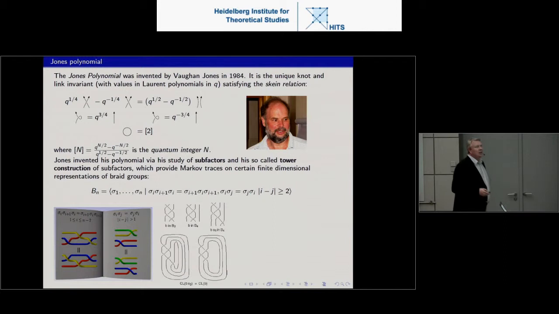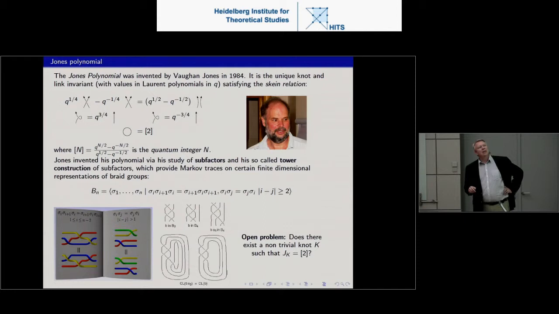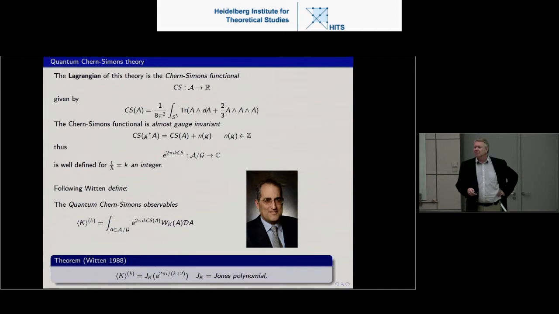Actually, there is still an open question about this. Does there exist a non-trivial knot K such that it has trivial Jones polynomial? This is still an open problem, even though we've studied this theory for 35, 40 years maybe. It's very complicated. Nice problem. It's a very powerful knot invariant that Vaughan constructed. But it got tons of attention because of this, all of a sudden, much more.